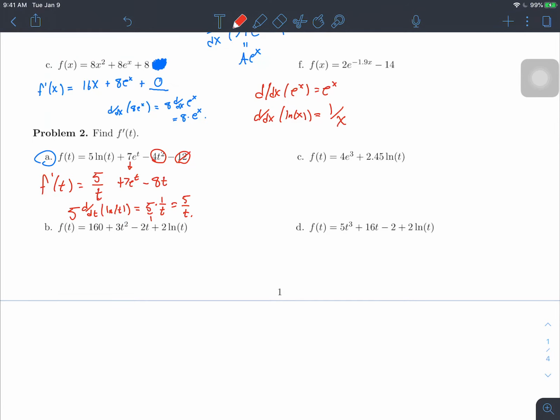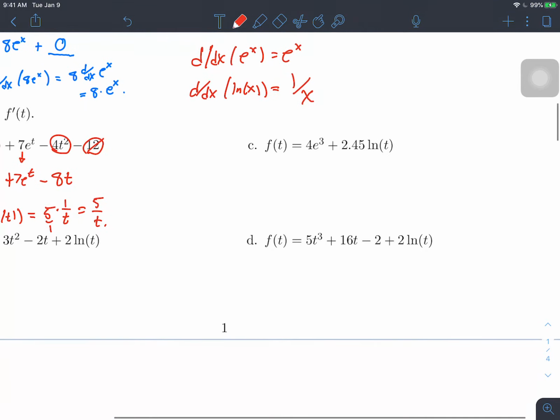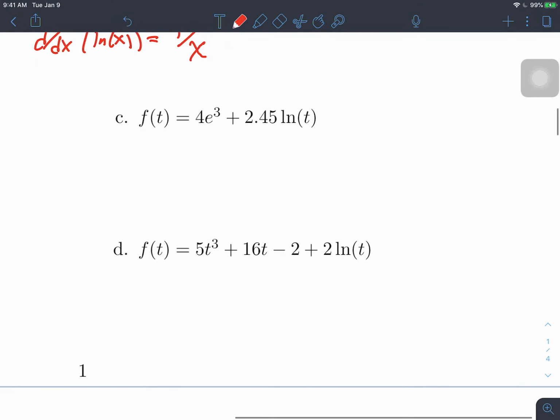We'll move on. Another great problem. I like this one. Let's talk about problem C together. The reason I want to talk about it together is because there's a trick in this problem. They're trying to trick us. Does anybody see what the trick is? Yeah, it's the e cubed.